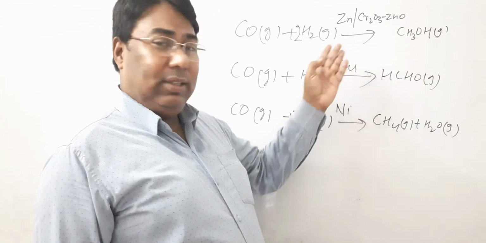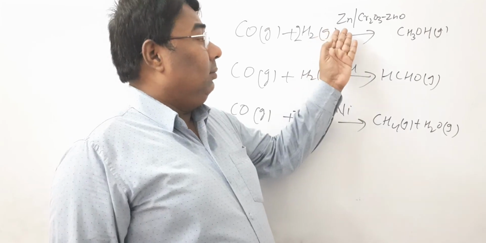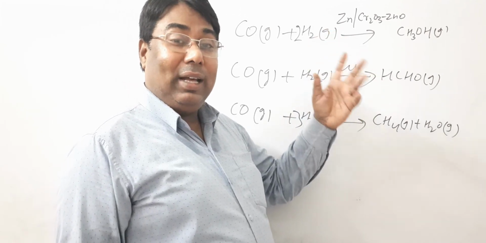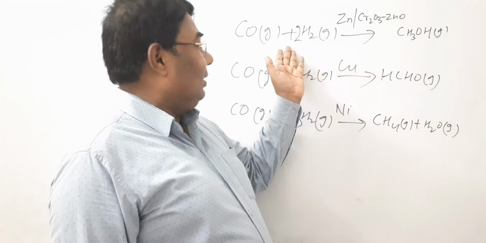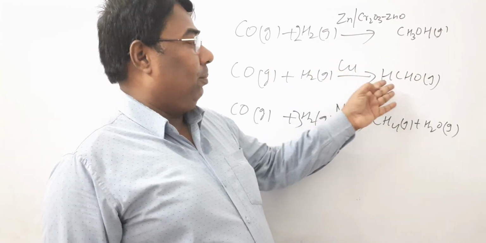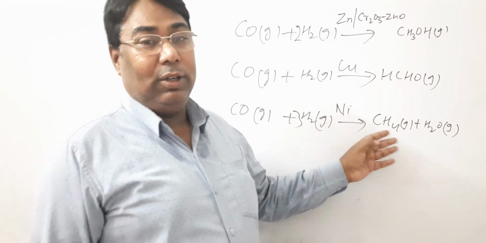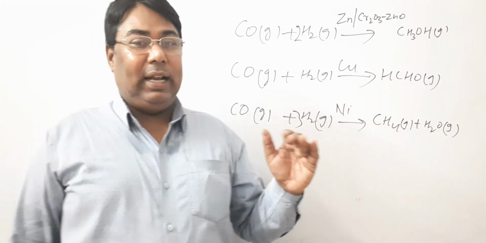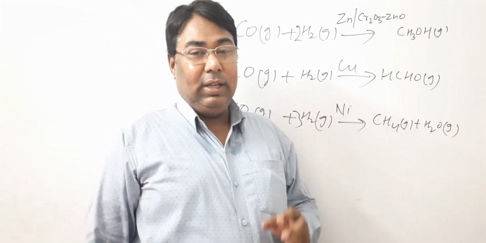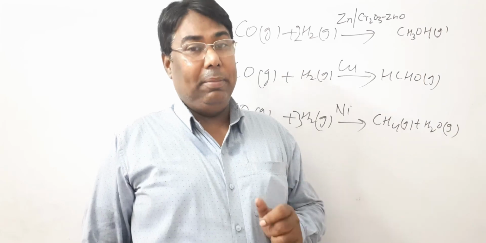So by using these reactions, all of you understand that catalysts have an ability to direct a chemical reaction. In this example, you saw that the product is methanol. With copper, the product is formaldehyde. With nickel, the product is methane and water. So this is the selectivity of a catalyst. Selectivity of a catalyst is the ability of a catalyst to direct a chemical reaction.